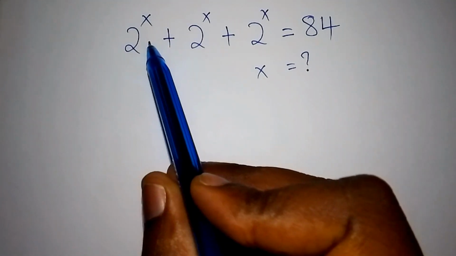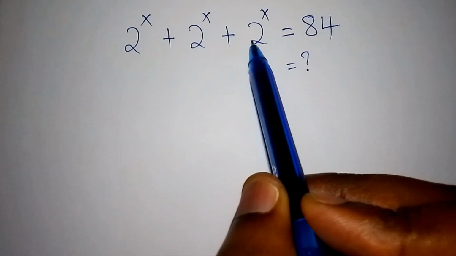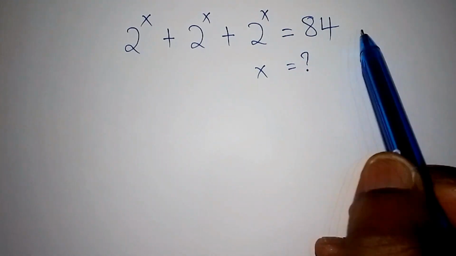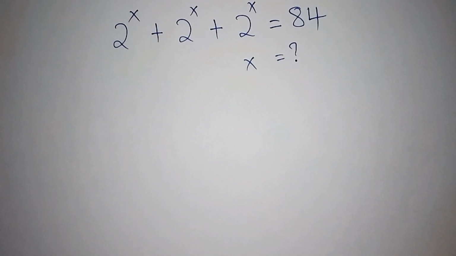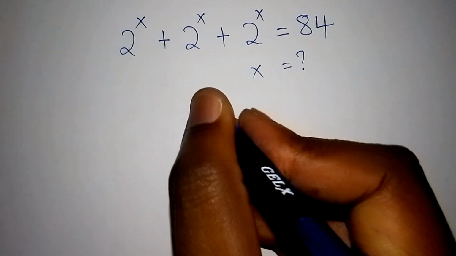We have 2 to the power of x plus 2 to the power of x plus 2 to the power of x equals 84. We are asked to find the value of x. So let's work it out. Let's start with the solution.